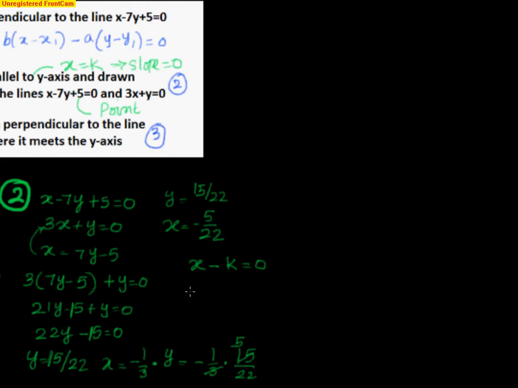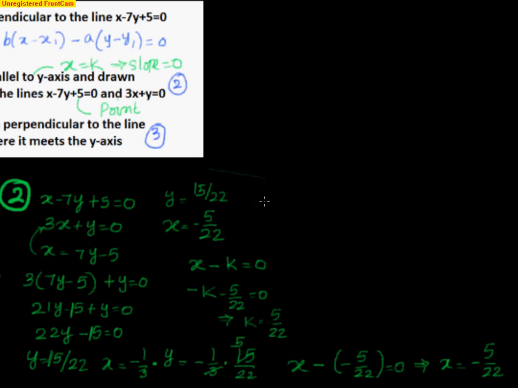Okay, what it becomes? Minus k minus 5 by 22 equal to 0, which gives me k equal to minus 5 by 22. So the equation of the line is x minus of minus 5 by 22 equal to 0, or you can simply say x equal to minus 5 by 22. This is the second problem.